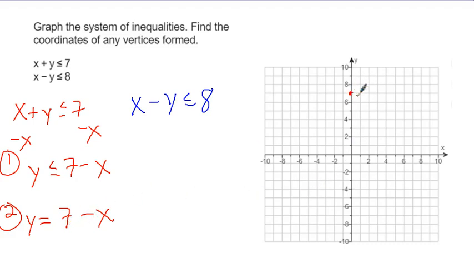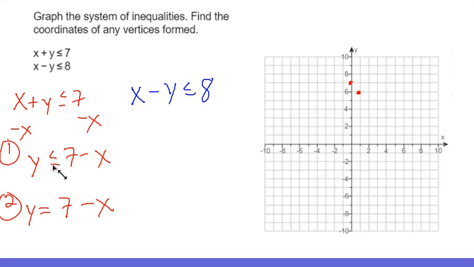The slope is negative 1, so we're going to go down 1 to the right 1, just like we did in the last example. I'm going to connect these 2 points with a straight line, and this time it will be a solid line because we have the equals to here. So we're going to draw this as a solid line. Let's see if I can do it right this time.